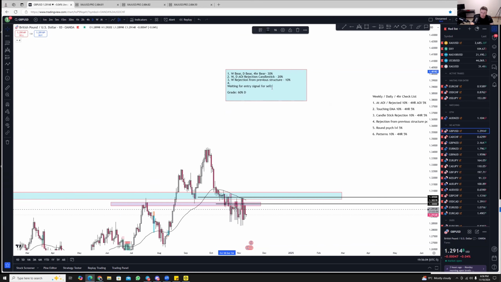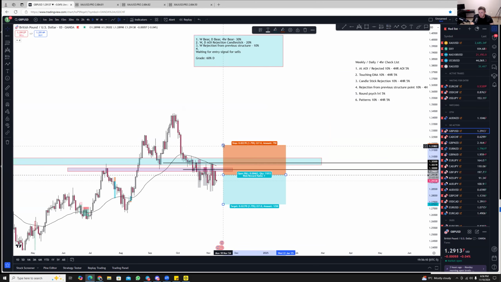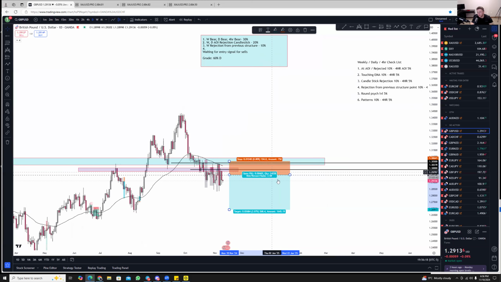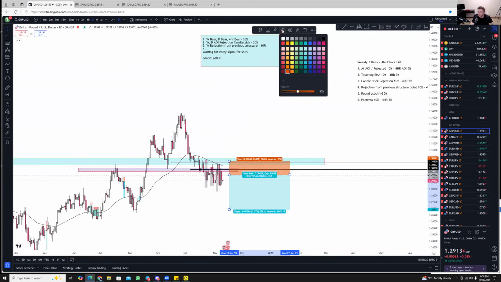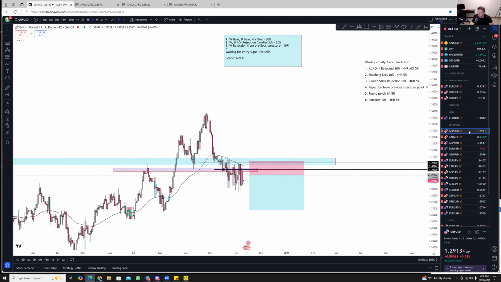So how would it look? Well, if we got in here, we'd be above, and our take profit would be there for 2 to 5. Why are my colors that color? That's weird. There we go. So that's GU.